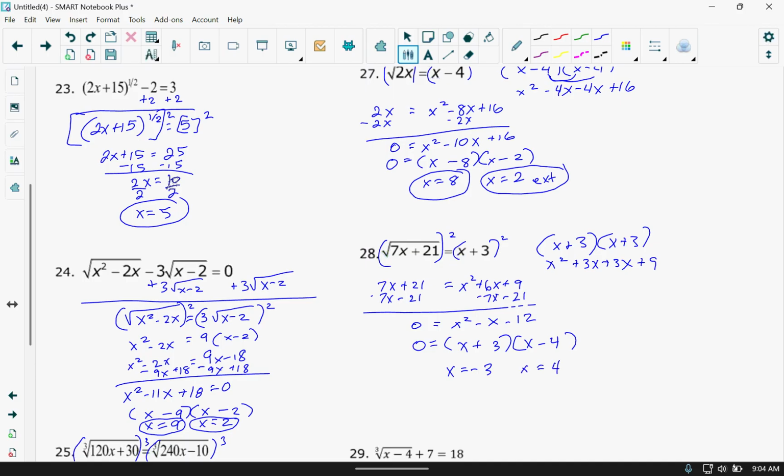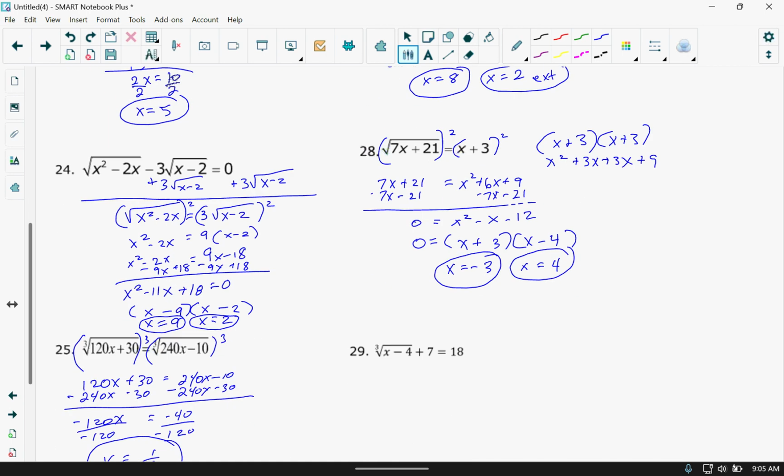So again, I'm just going to do this kind of in my head here. 7 times negative 3 is negative 21. Negative 21 plus 21 is 0, and the square root of 0 is 0. Then if I put a negative 3 on this side, negative 3 plus 3 is 0. So that is true. 0 equals 0. If I put in a 4 over here, 7 times 4 is 28. 28 plus 21 is 49. The square root of 49 is 7. And then 4 plus 3 is also 7. So 7 equals 7. So neither of them are extraneous.